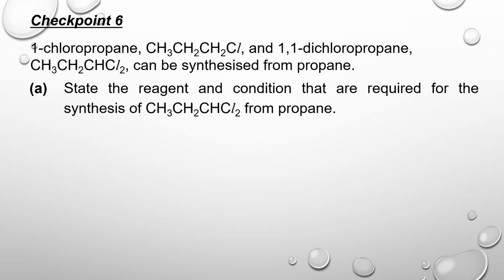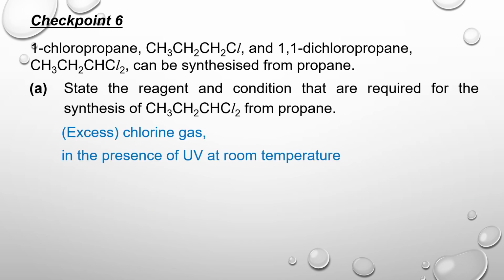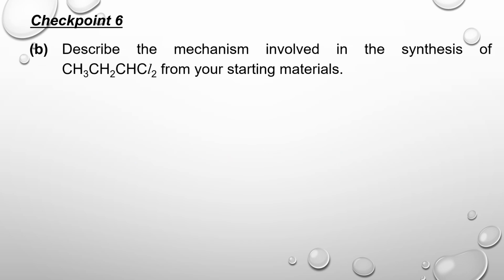Let's now go through the answer. The reagents and condition required is chlorine gas in the presence of UV at room temperature. To present your mechanism, you will need to label clearly the three stages: initiation, propagation, and termination, write balanced equations for each elementary step, and include the half arrows to show the movements of single electrons.